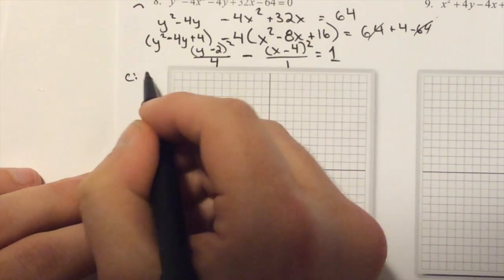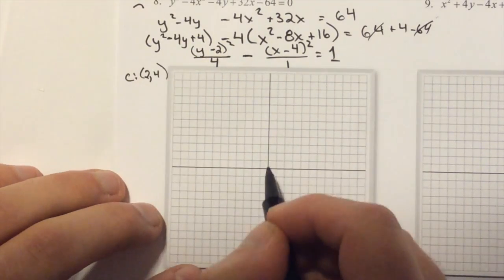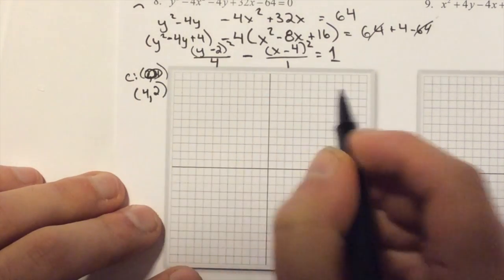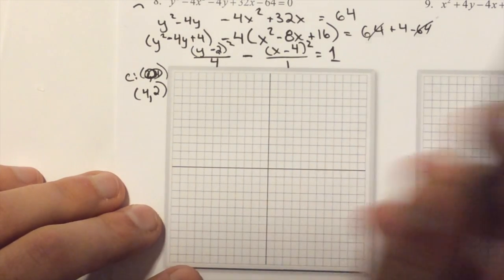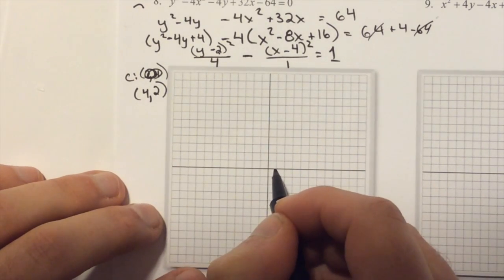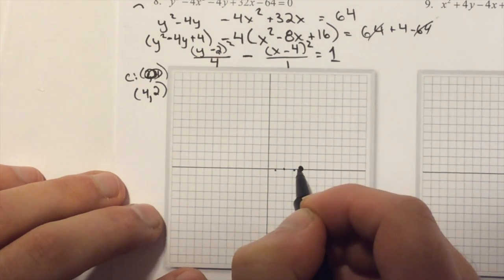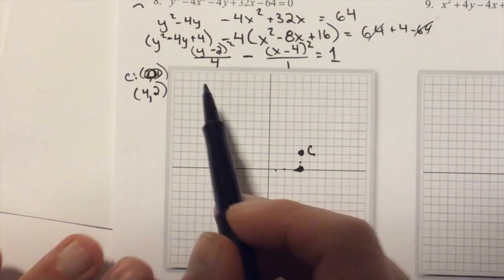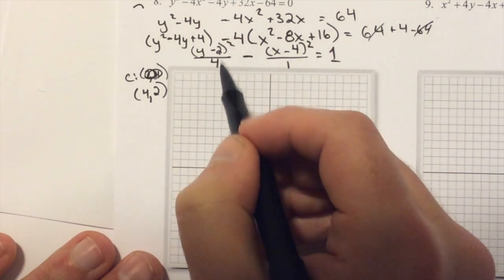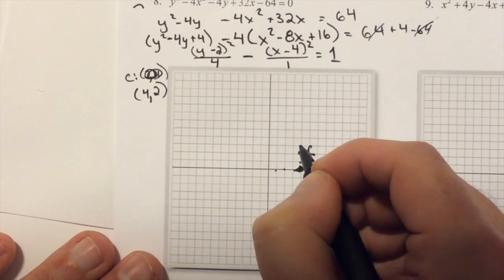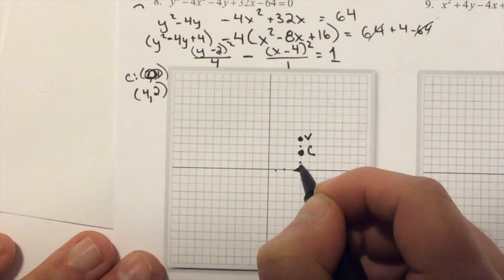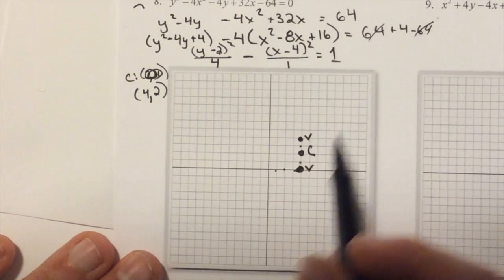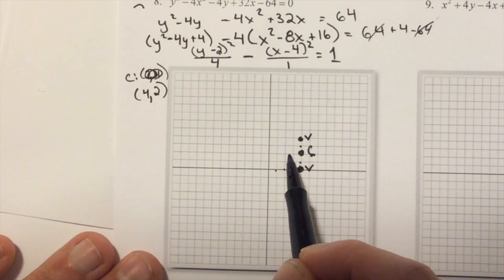So I'm going to graph the center. The center is at 2, 4. So I go, my center is at 4, 2. Do you see why? Because the y is 2, the x is 4. So I go 4, 2. So 1, 2, 3, 4. Up 2, 1, 2. There's my center. Okay, my vertex is either up or down 2. So I go up 2, 1, 2. There's my vertex. Down 2, vertex.